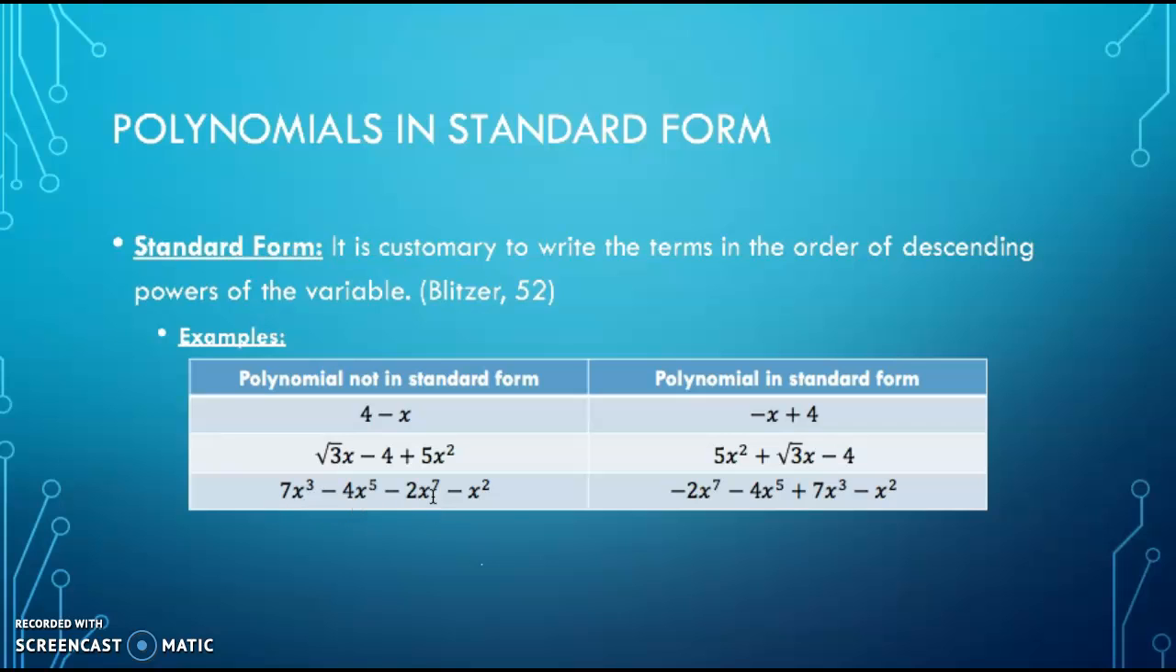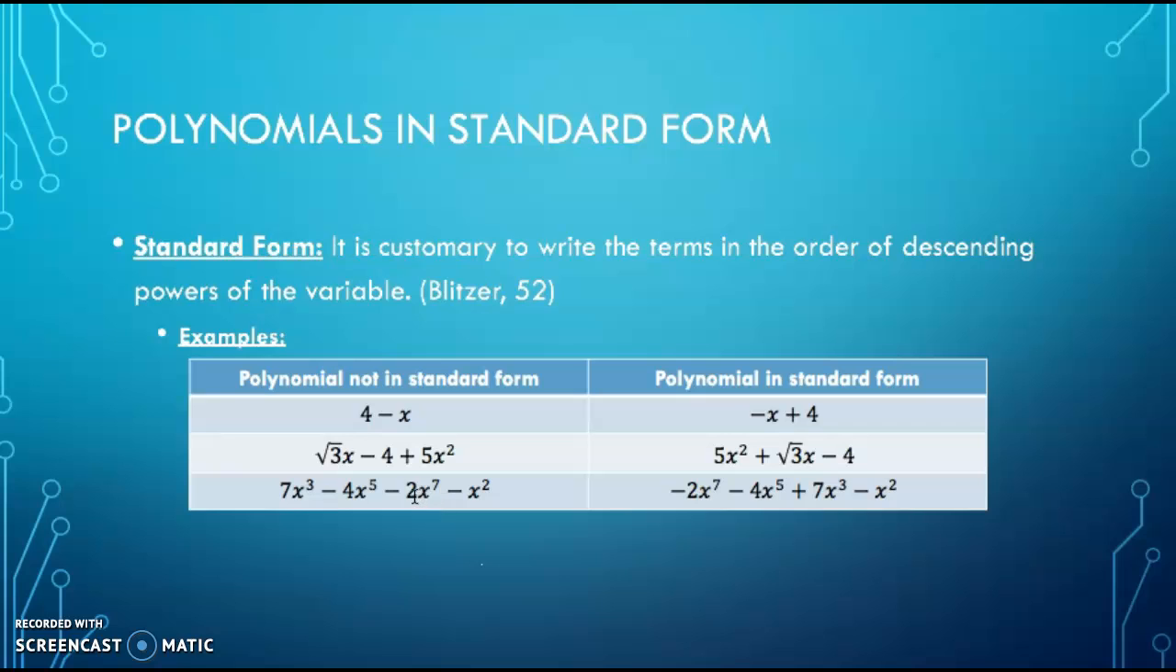The terms are very jumbled up. I look for that highest exponent, and that would be this 2x to the 7th. So that has to be written first. I look to the left. This is a negative 2x to the 7th. So I write that negative 2x to the 7th over here.